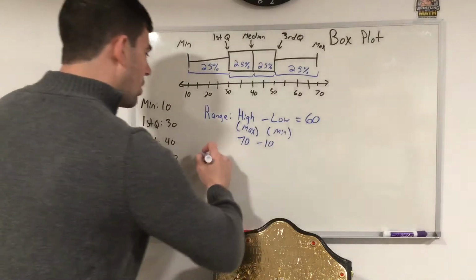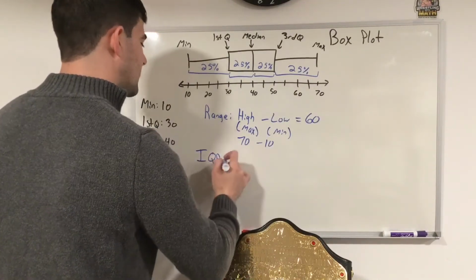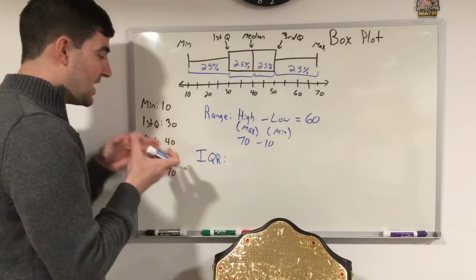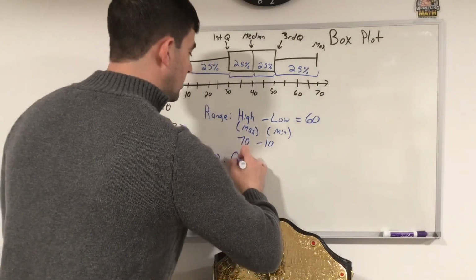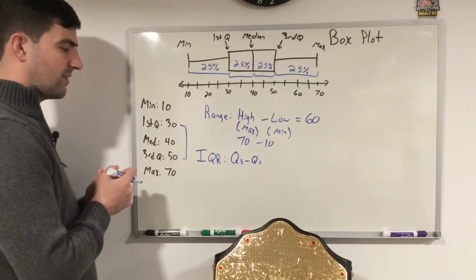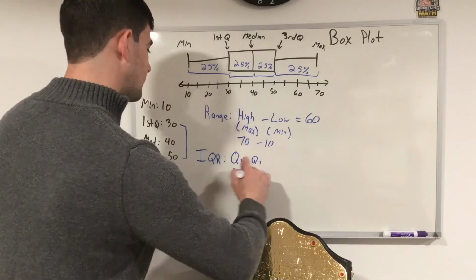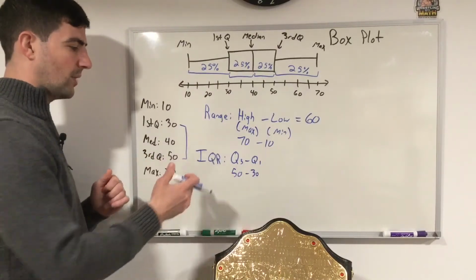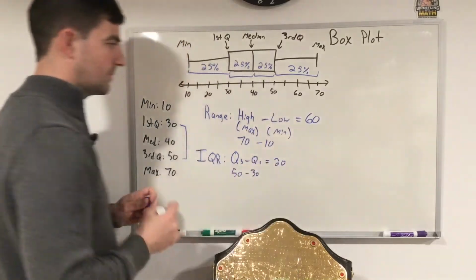Then you may also see what's called the IQR. This stands for interquartile range, the range of your quarters. This is going to be Q3 minus Q1. Again, I take that right from my 5-number summary. My third quartile is 50. My Q1 is 30. So my interquartile range, 50 minus 30, is 20.